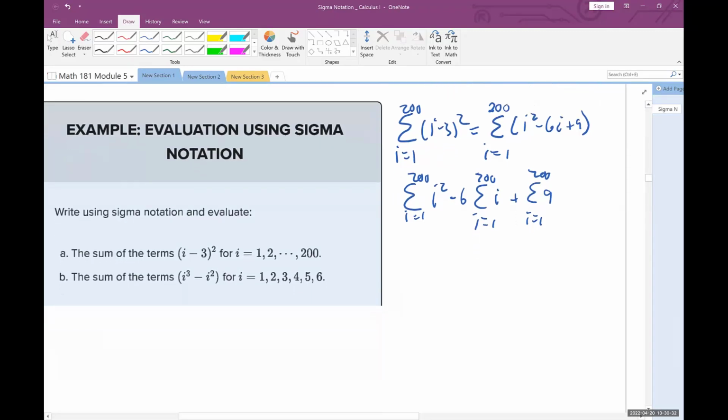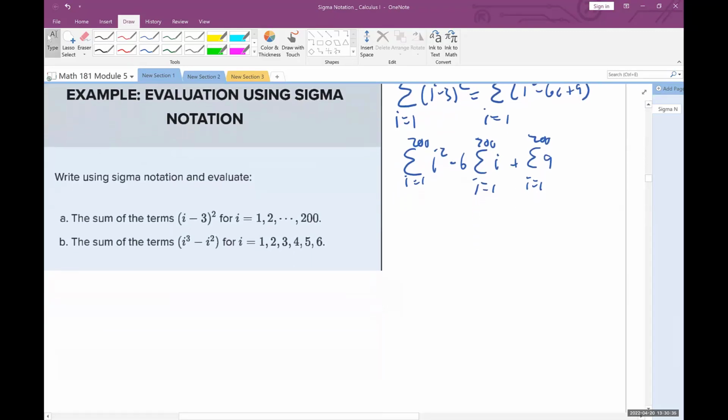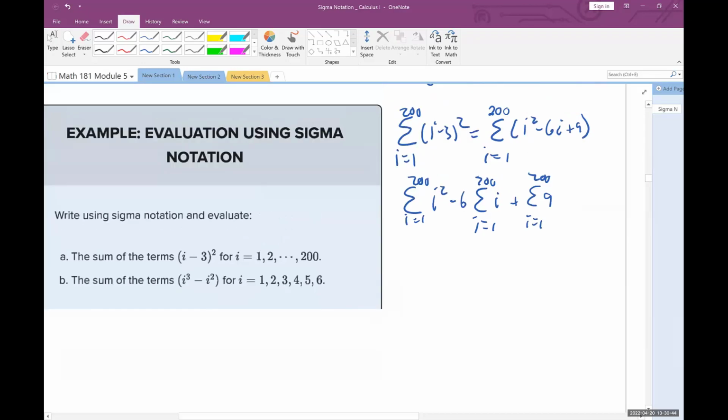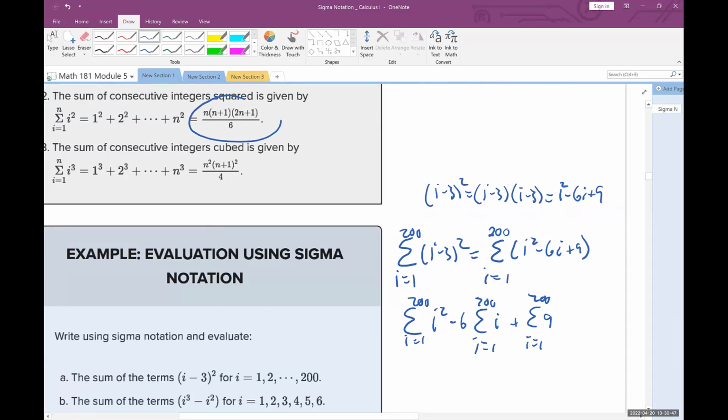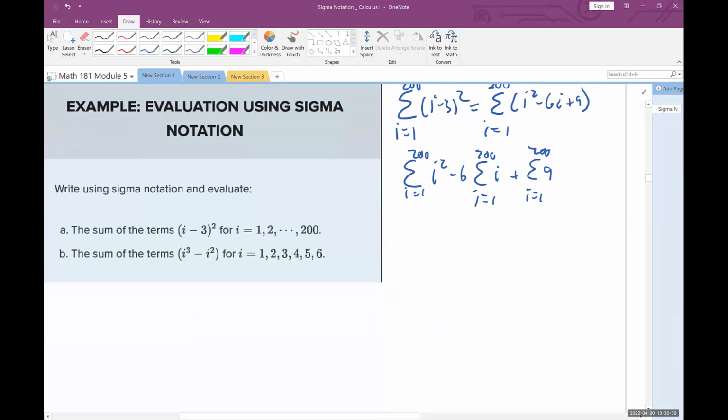Okay, so we have 3 things to work on. The first one's the hardest. That first one is an i squared, so it falls to this formula here. The n goes up to 200, so it's going to be 200 times 200 plus 1 times 400 plus 1 all over 6, minus 6 times the next one.